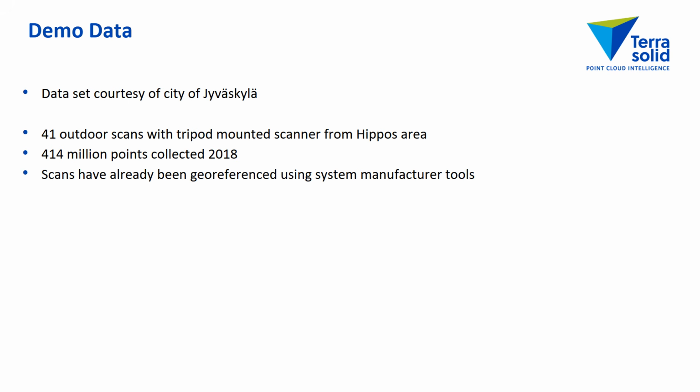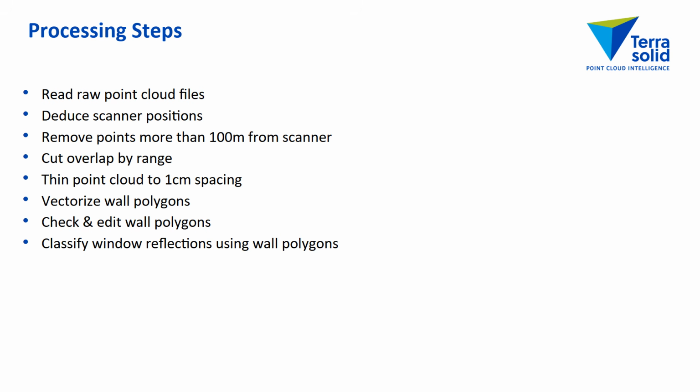We have 41 scans, which are already georeferenced, so we don't have to do anything to the XY set of the points. We're going to read the data in, deduce scanner positions, remove long distance points, cut overlap, run thinning to 1 centimeter spacing, and then we create wall polygons for the purpose of classifying window reflections using those wall polygons created.